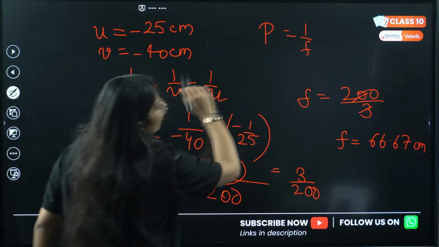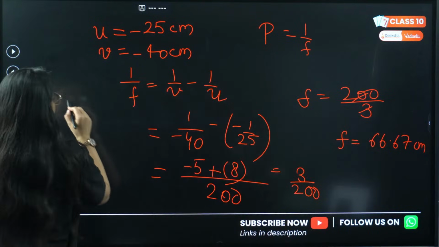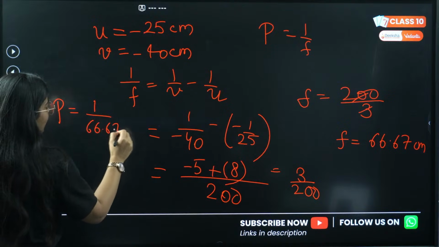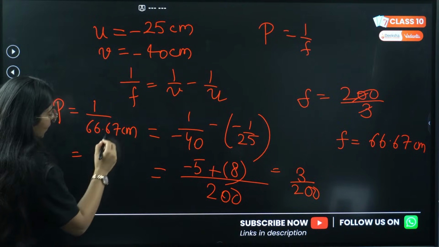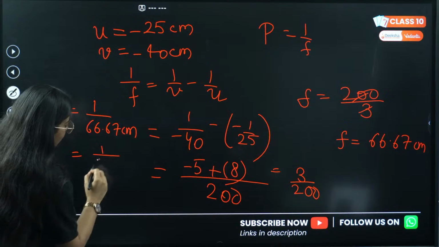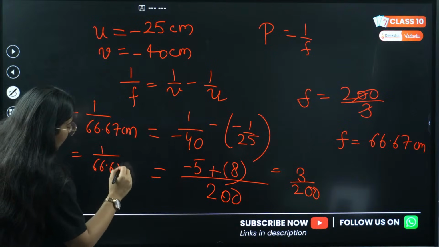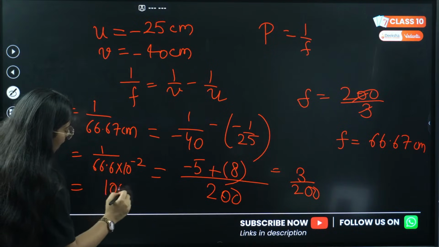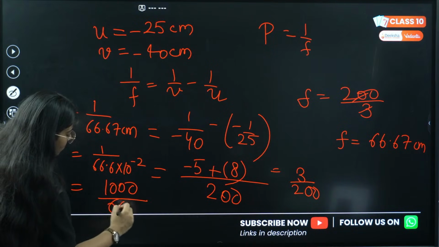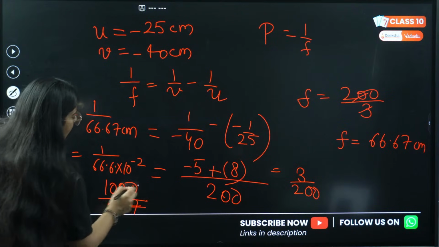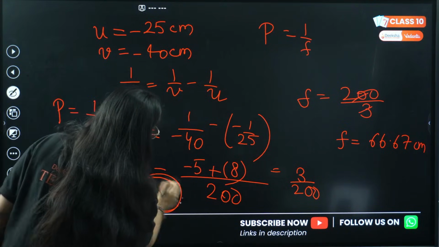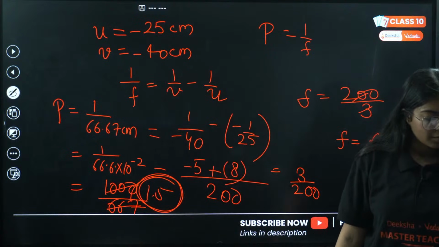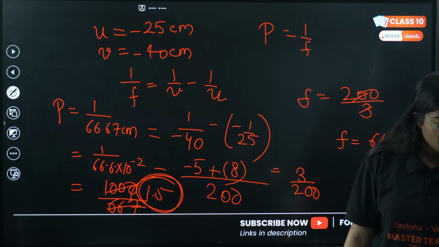So for power, I need 66.67 centimeter. I'll convert this first into meters. That will be 66.6 into 10 raised to power minus 2. Correct? That will be 1000 divided by 6, or you can just write 7 or 6. And yes, this will be 1.5. So your power will be 1.5 diopter. Correct, Aryan was correct. Very good.